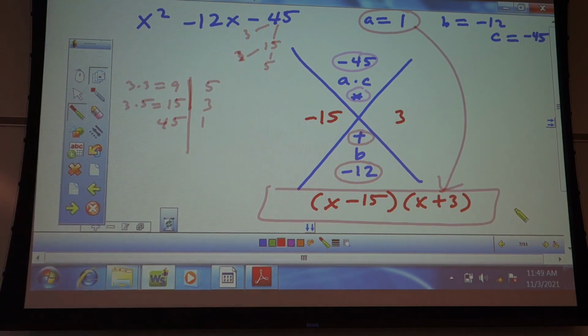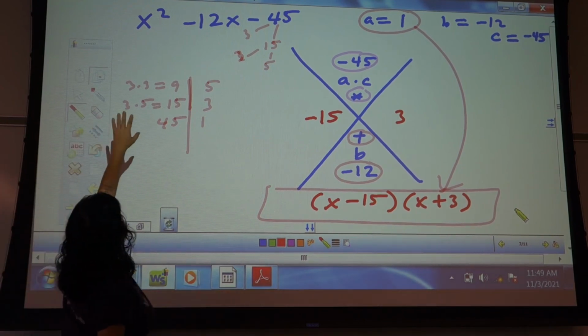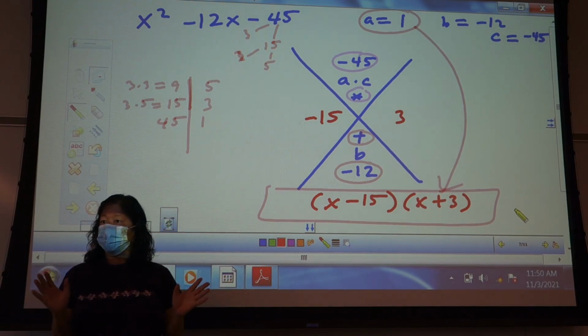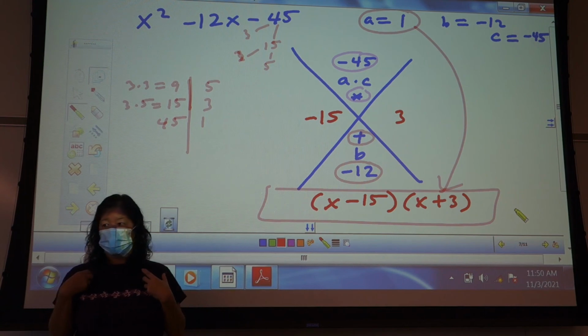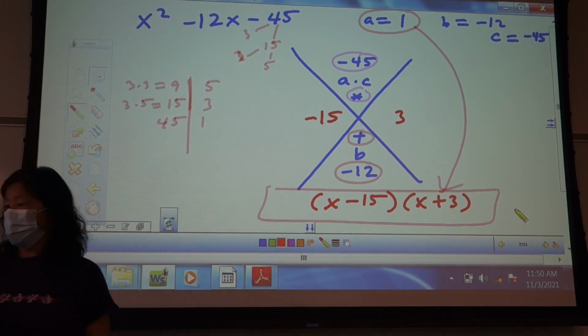The first ones we're going to do are a warm up. The first couple problems have no number in front of the x squared, just a plain x squared, not a 3x squared or 2x squared. Everybody understand what I'm saying? Yeah. So then you can go straight to this. Go ahead and do number 1 with your partners.